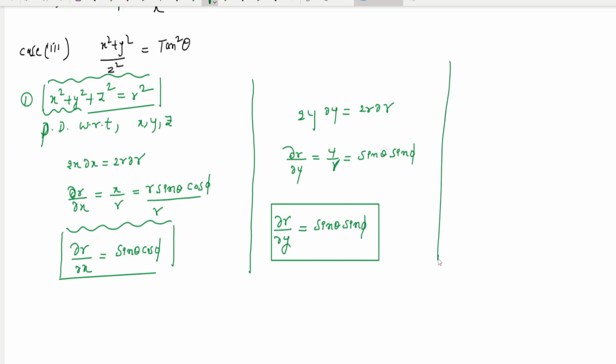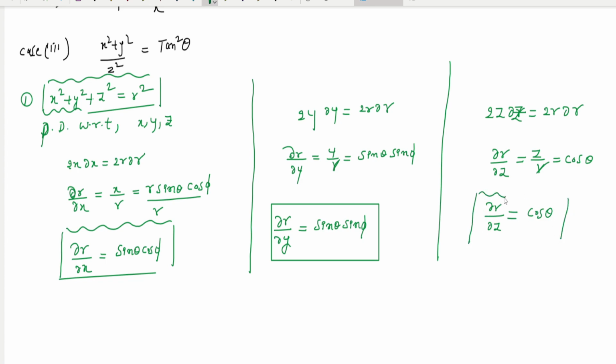Okay. Next, with respect to z, 2z dou z equals 2r dou r. Sorry, this one is z, not r. So dou r divided by dou z equals z divided by r, which equals cos theta. So the partial derivative of r divided by the partial derivative of z equals cos theta. This is another equation.